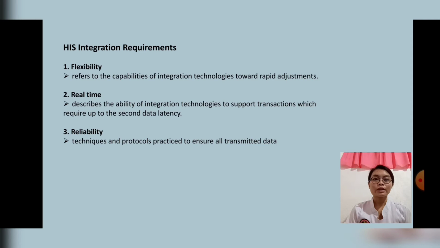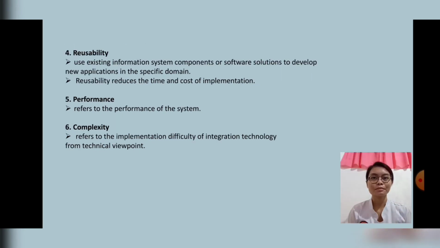Third is reliability, which means techniques and protocols practiced to ensure all transmitted data arrives intact. It gives you the power to seamlessly upload and download data. Fourth is reusability, which means using existing information system components or software solutions to develop new applications in the specific domain. Reusability reduces the time and cost of implementations. Software reuse and integration has been described as the process of creating software systems.